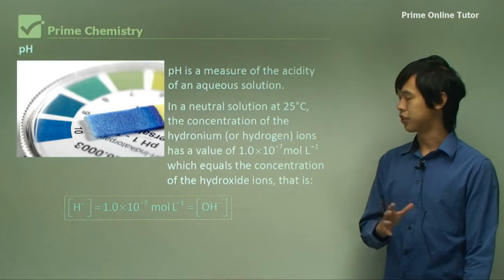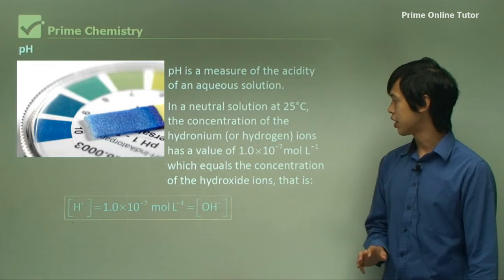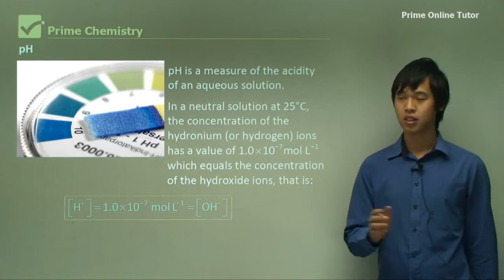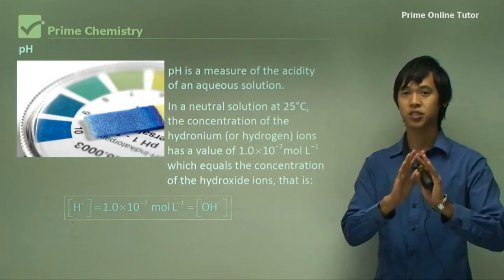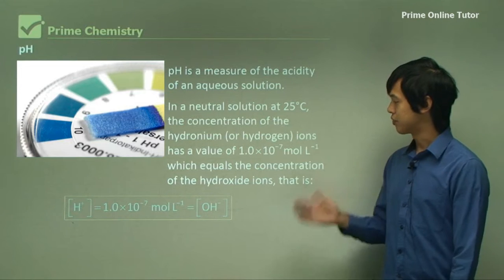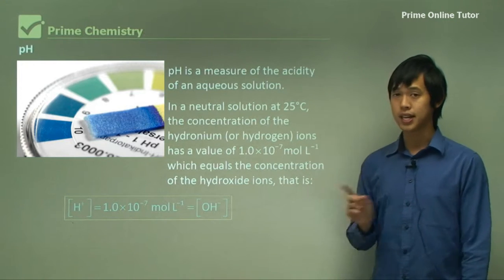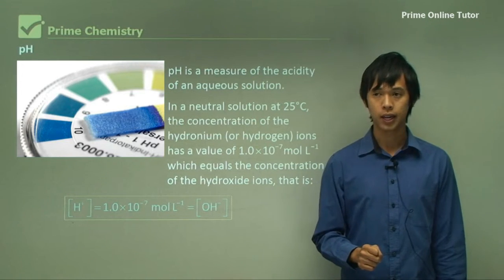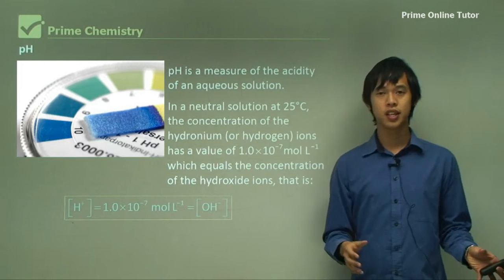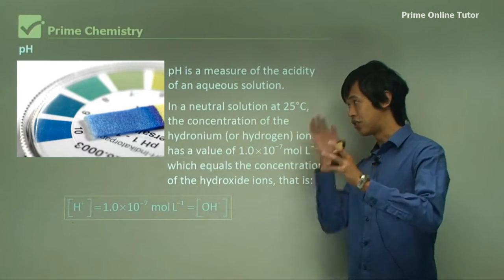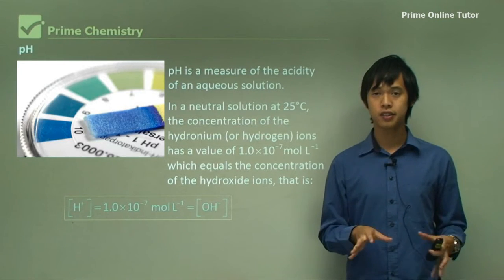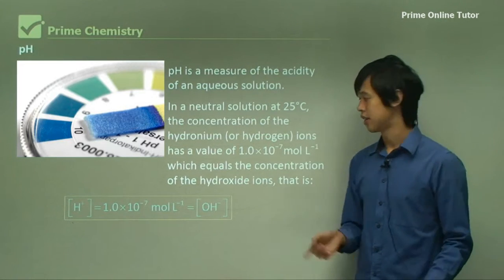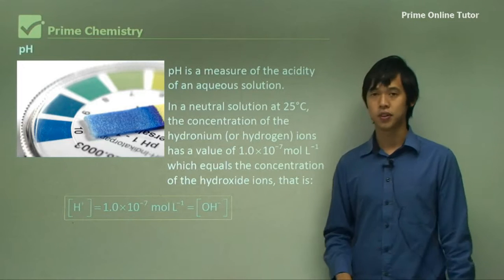In a neutral solution at 25 degrees Celsius, the concentration of the hydronium or hydrogen ions, okay, so basically let's just talk about hydrogen ions for now, has a value of 1 times 10 to the minus 7 moles per liter. Okay, so in water at 25 degrees Celsius, and it's neutral, it's not acidic at all, the number of hydrogen ions in the solution is 1 times 10 to the minus 7 moles per liter.